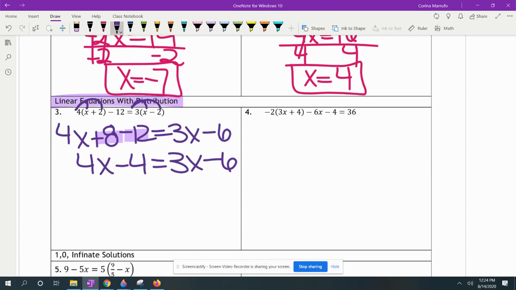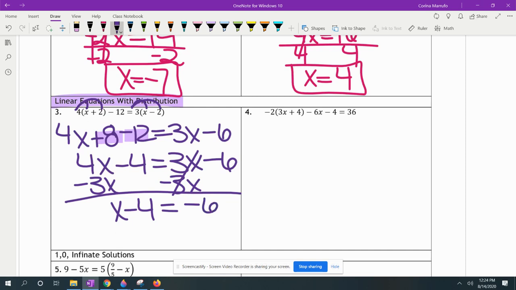We're going to take this 3x and move it to the other side by subtracting. What we do to one side, we have to do to the other side. So 4x's minus 3x's gives us 1x minus 4 equals, and then the 3x's cancel out, and all we're left with is negative 6. Then our next step for this negative 4, we need to move it to the other side by doing the opposite and adding a positive 4 to it. So negative 4 plus 4 cancels out, and we get x equals negative 6 plus 4 is negative 2.